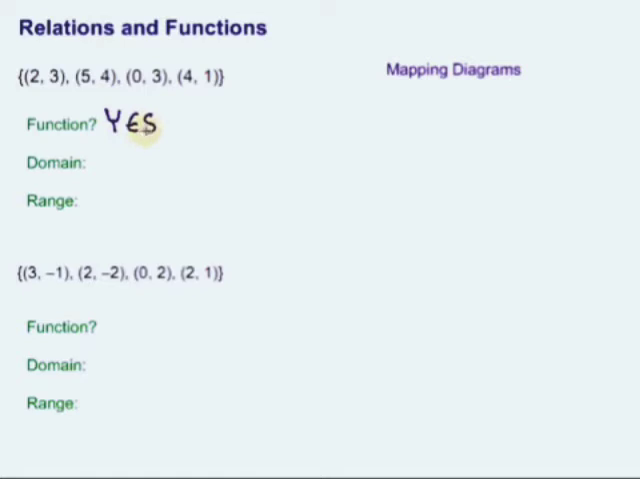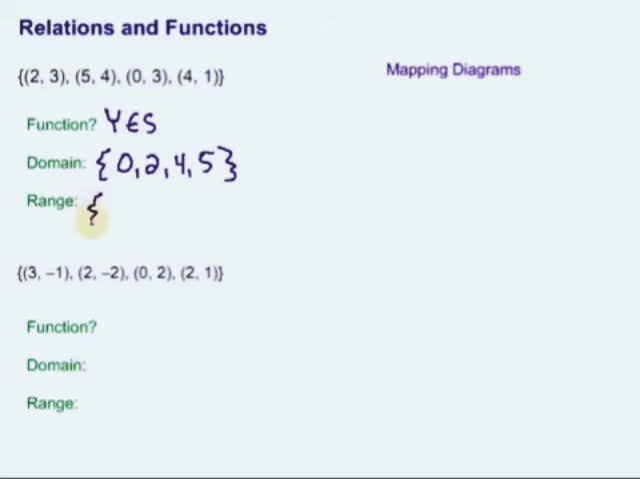The domain of this situation, we just pick out the x values. So let's just go ahead and list those out, and usually we'll put them in order. So we start with 0, then we have 2, we have 4, and 5. So the domain in that function is 0, 2, 4, and 5.